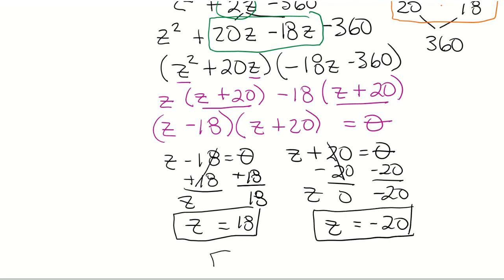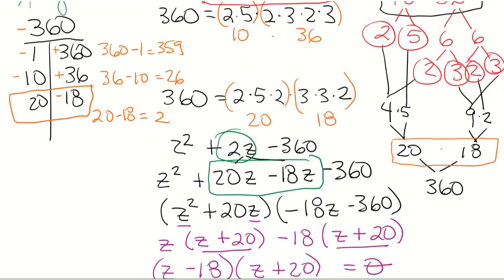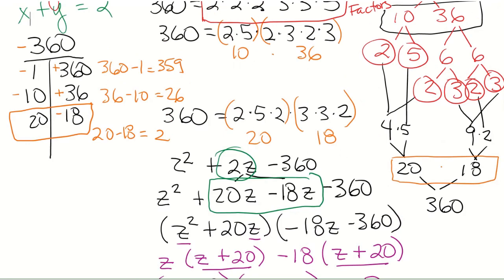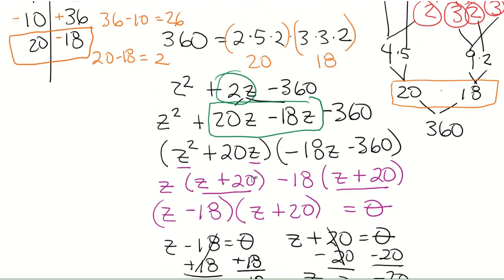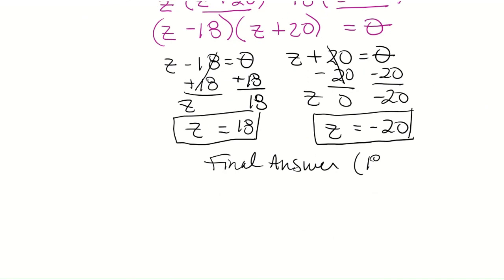And then my final answer will be, do the negative first. So that 20 is negative. We'll write it first because the negative 20 is a smaller number: negative 20, comma 18.